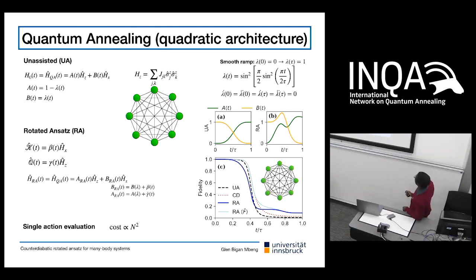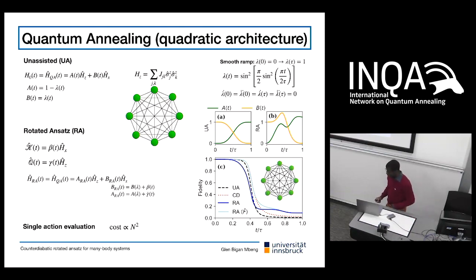So here I show the schedules we get for this fully connected system, exactly the one shown in the picture, and I show a comparison between the unassisted driving, the local counterdiabatic driving, which adds some counterdiabatic terms, and our rotated ansatz, which doesn't actually add any terms, but uses this modified driving that we computed classically before running the algorithm. And we see that the rotated approach finds fidelities which are better than the other approaches.